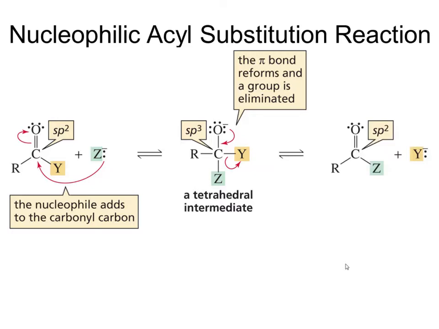If that Y group is a good leaving group, the carbonyl is going to push those electrons back down and reform. Now at this point, you know that depending on what Z is, you could have made an aldehyde or a ketone, meaning that this can then react just like a normal aldehyde and ketone would.